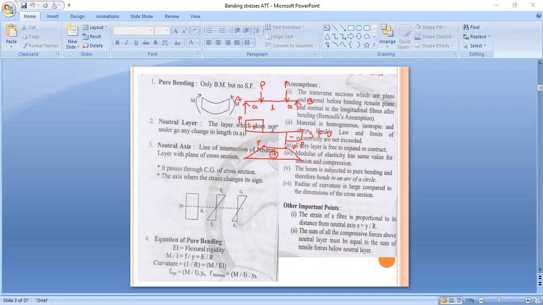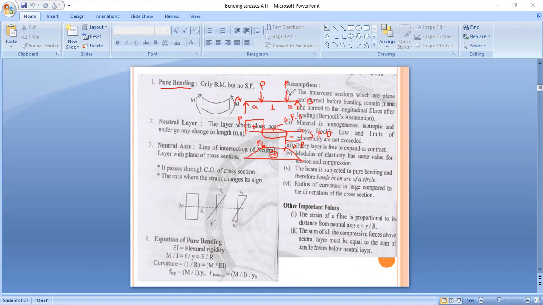See here, in the shear force diagram, in this portion shear force is 0. In this portion shear force is 0, and in the bending moment diagram in this portion bending moment is constant. So pure bending means shear force is 0 and at that same point bending moment is constant. Got it? This is called pure bending.